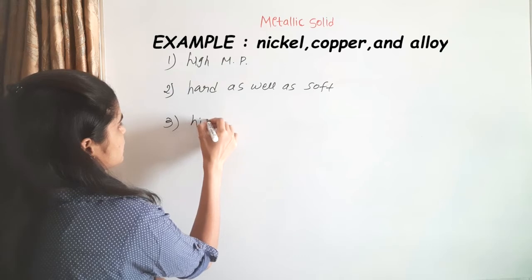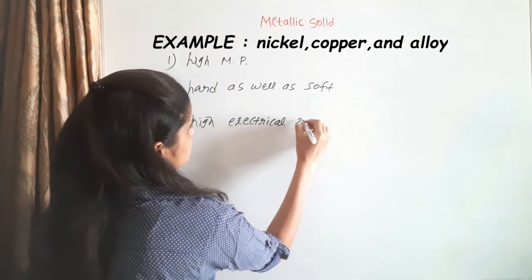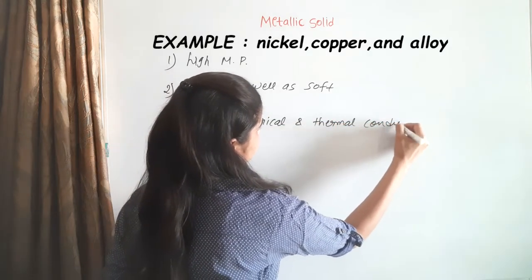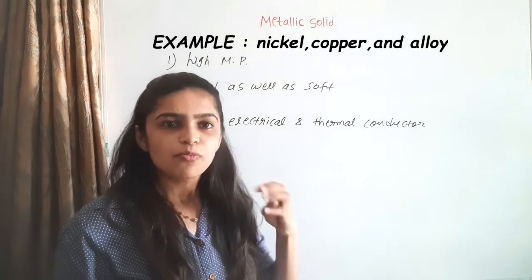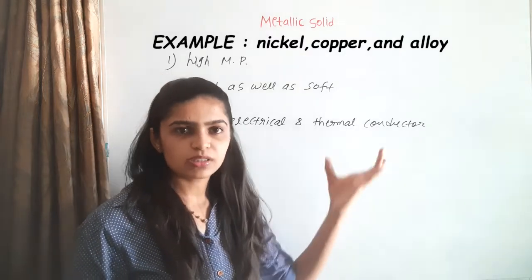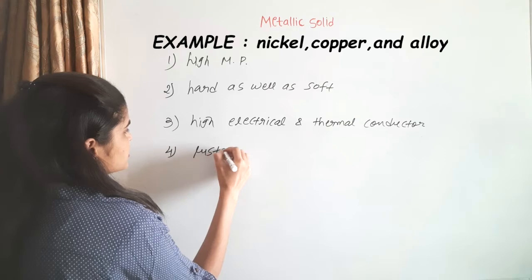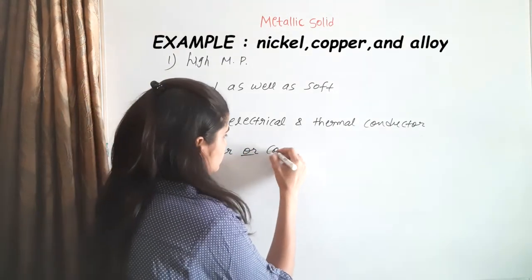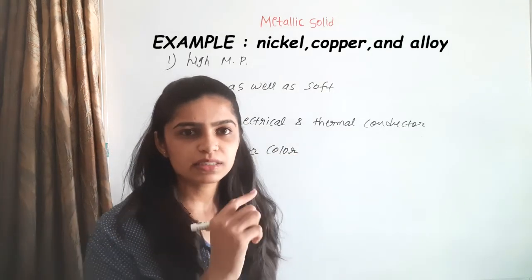Third, high electrical and thermal conductivity, because of the presence of free electrons. More free electrons present gives high electrical and thermal conductivity. Then fourth, its nature is lustrous, or somewhere it gives color, because of the presence of free electrons.